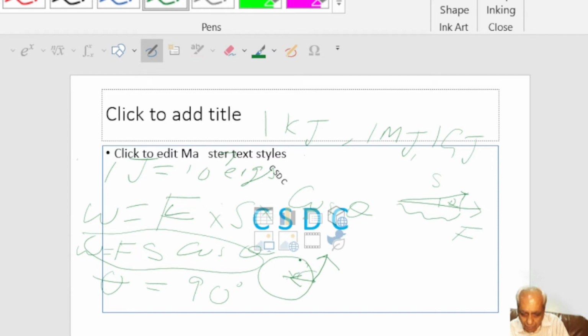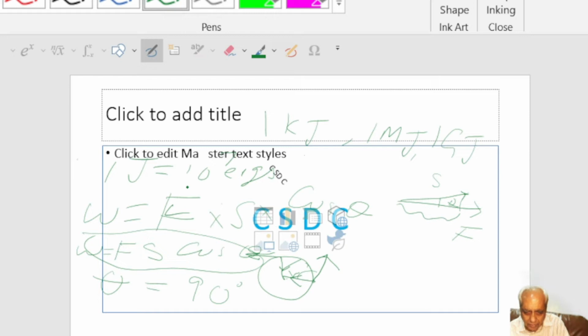Now wherever the body may be, if the body is here, then this is the r, this is the displacement, the direction of displacement and velocity, and this is the direction of the centripetal force, at 90 degrees. So whenever a body is moving in a circle, work done is 0, so its energy will not increase, so its velocity will not increase.